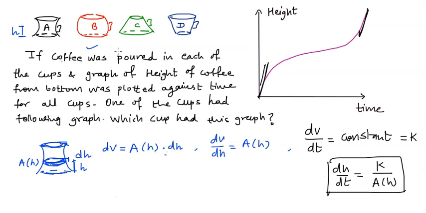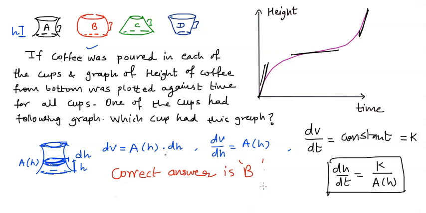And that is why, if we compare between all the cups, the only possible shape is B, because the cross section at the end and at the start is smaller than in the middle. Since in the middle you have a smaller rate of change, you get the slope value to be smaller, and that's why A(h) has to be large. And therefore the correct answer is option B.